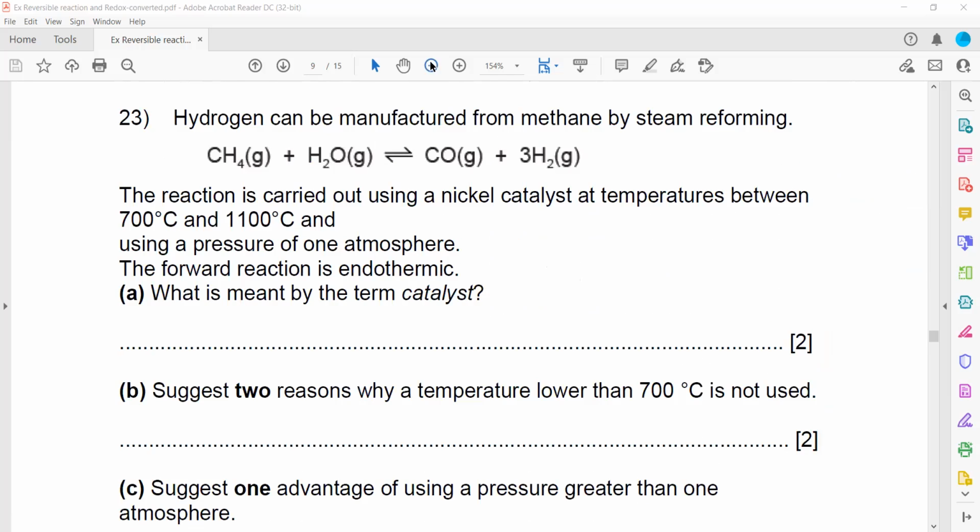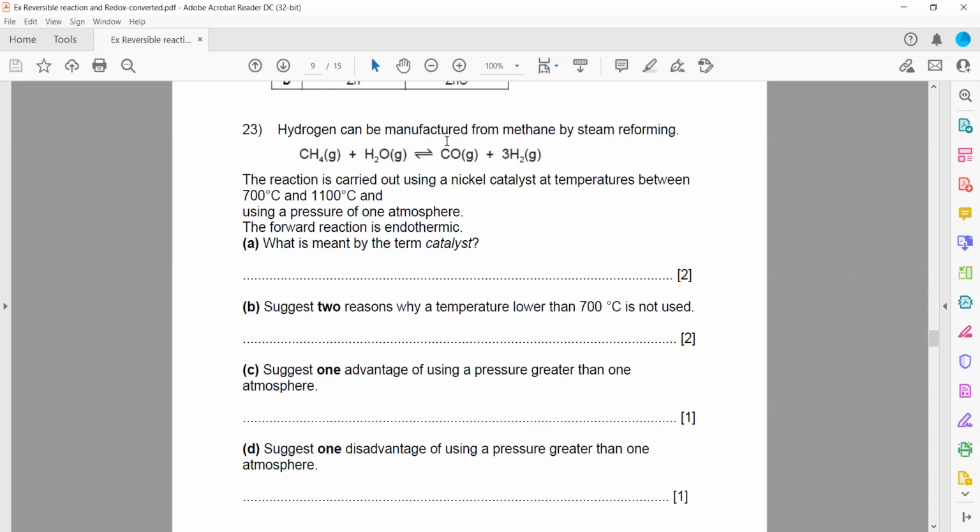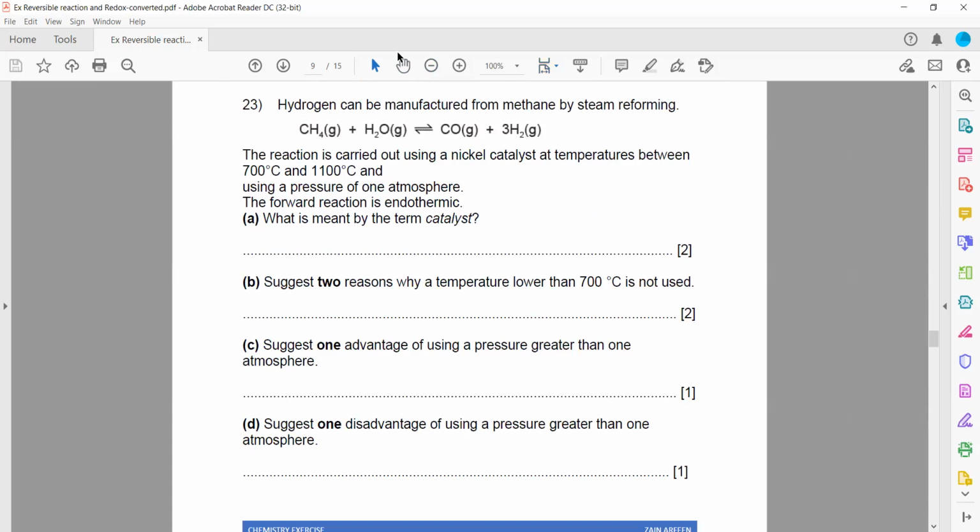Now the structured question. Hydrogen can be manufactured from methane by steam reformation. This process is known as steam reformation. The reaction is carried out using nickel as a catalyst at a temperature between 700 and 1100 degrees centigrade, using a pressure of 1 atmosphere. The forward reaction is endothermic. What is meant by the term catalyst? So it's 2 marks. How will you score 2 marks?